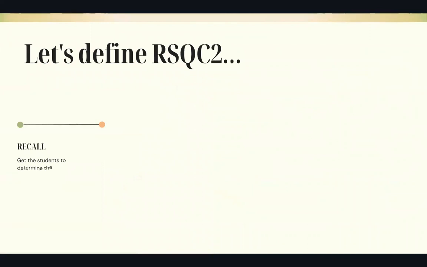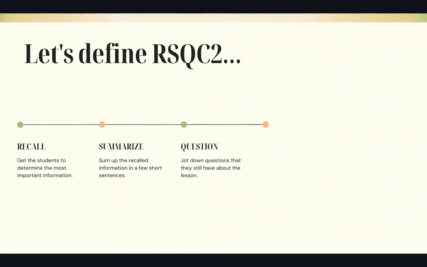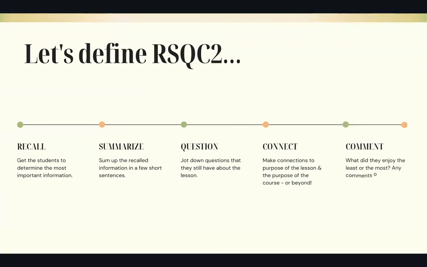Let's define what these words mean. So recall is getting students to determine the most important information. Next, we have summarize, summing up what the recalled information is in a few short sentences. Next, we have question, taking down any questions that they may still have about the lesson. Connect, making connections to the purpose of the lesson or the purpose of the course or beyond. And then finally, we have comment. What was enjoyed the most or the least?